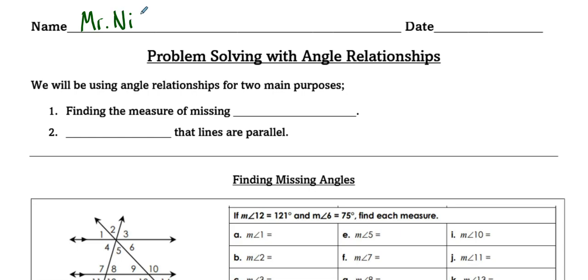So, we're going to be using angle relationships for two main purposes. First is just finding the measure of missing angles. And the second will be proving that lines are parallel. I've actually already talked about that a little bit. Our notes started with justifying that lines are parallel based on angle relationships. We're going to get into more thorough proofs in a little bit. These notes are really just about finding the measure of missing angles, really just this first purpose.